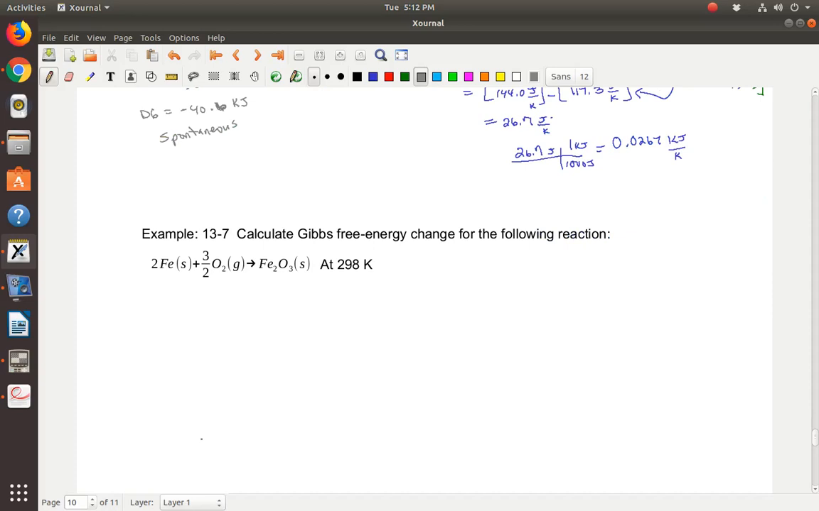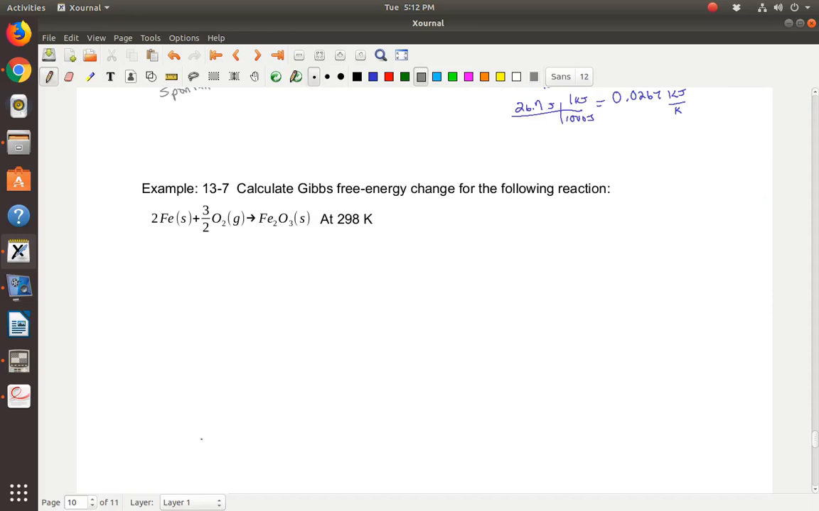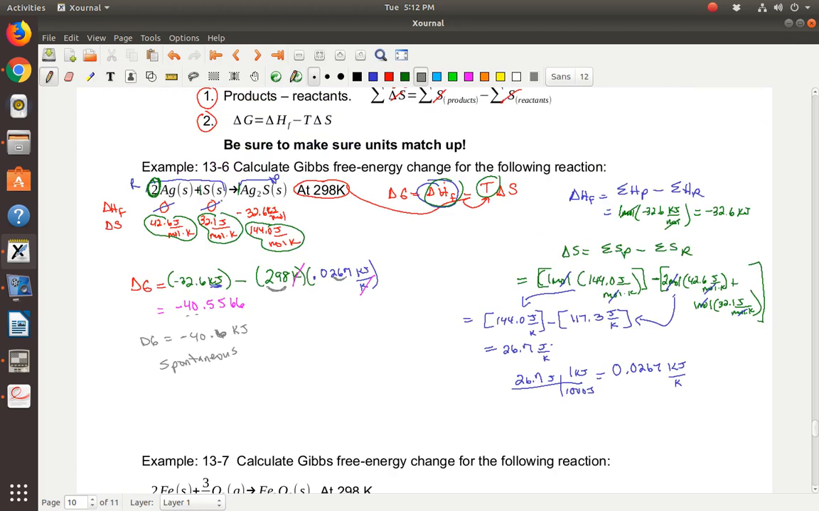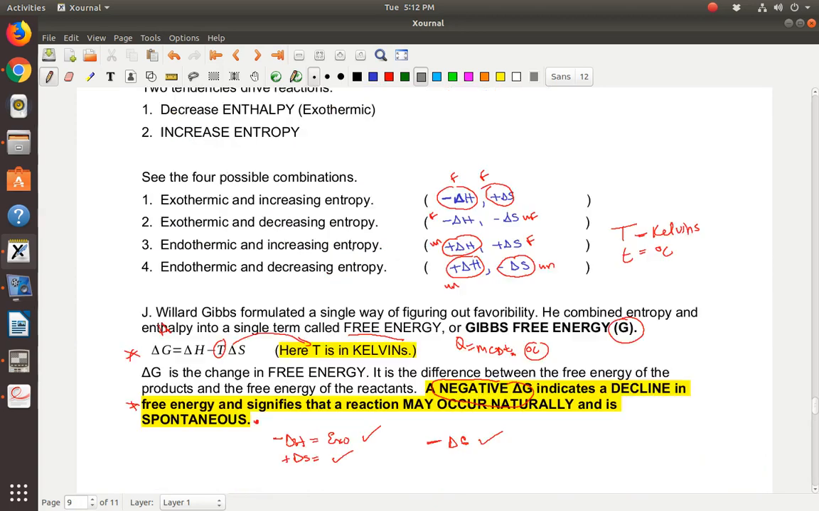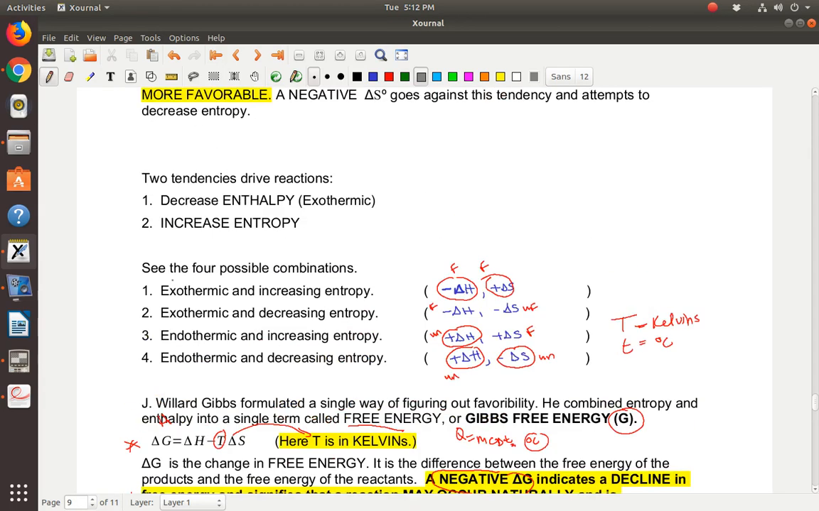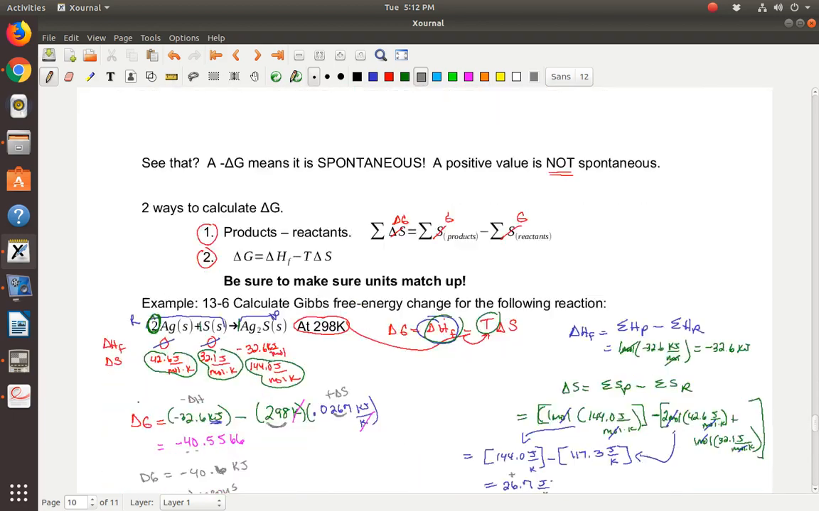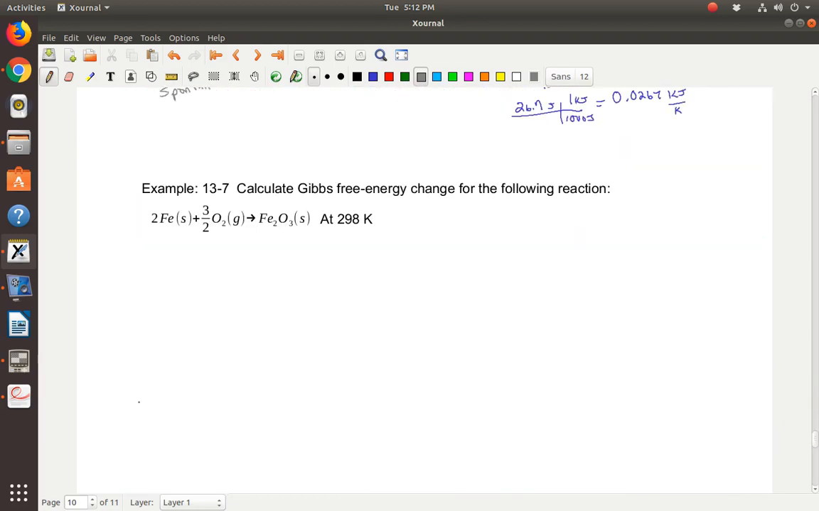All right, now I'm going to go ahead and do this one for us. We're going to calculate it again. In this case, what we had was a negative delta H, and we also had a positive, right here, a positive delta S. That was the first situation, a negative delta H and a positive delta S. So we're doing a problem for each one of these. All right, now let's go down.